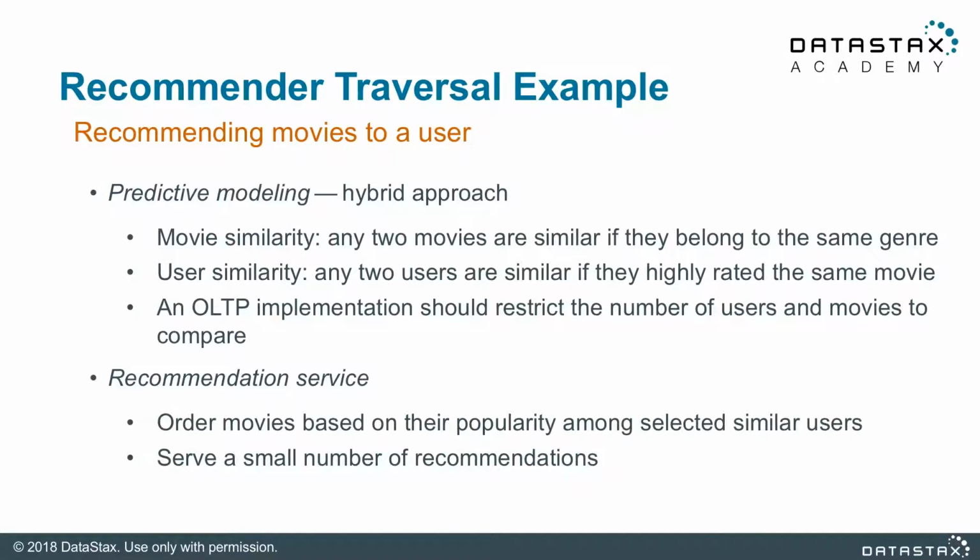So let's start to fill in some of the details of our specific approach. We're going to use the hybrid approach to predictive modeling. We will consider 2 movies similar if they share the same genre, and 2 users similar if they've both highly rated the same movie. This could be implemented as an OLAP or an OLTP solution. But if you go with an OLTP approach, then you're going to want to make sure that you restrict the number of users and movies in your working set.